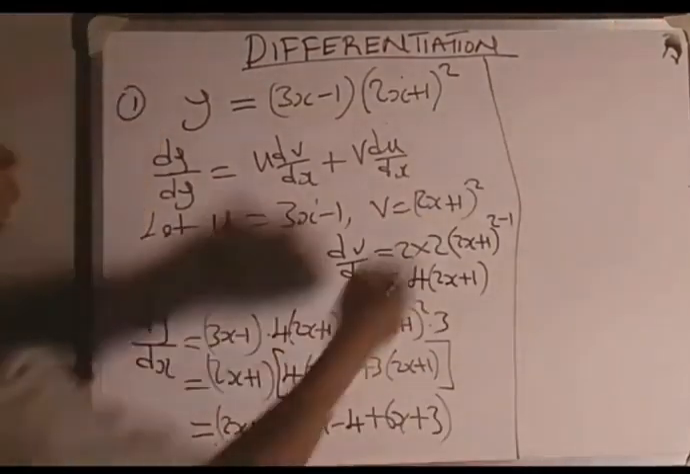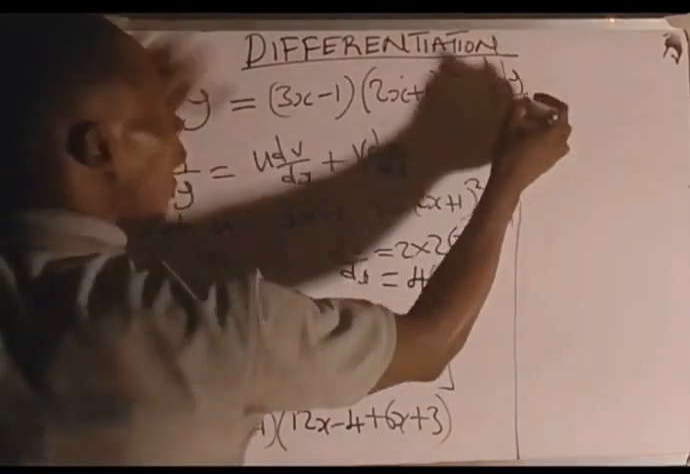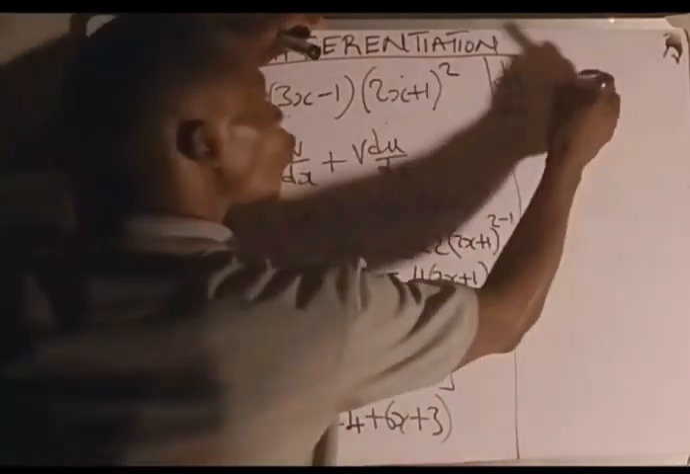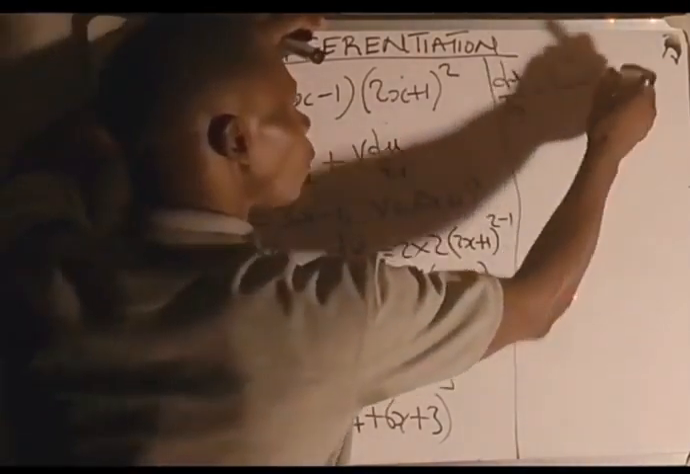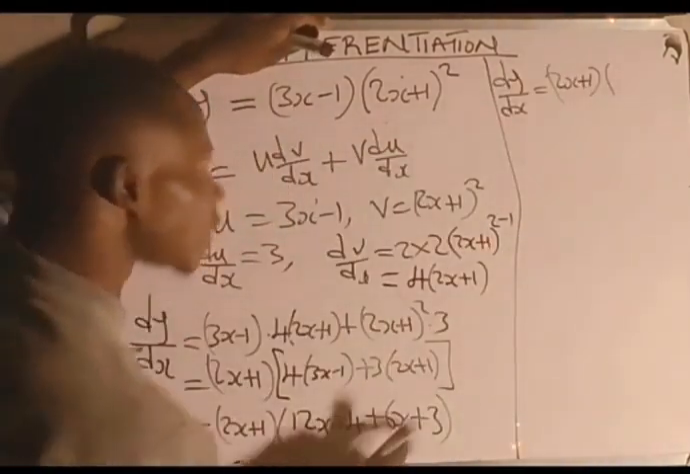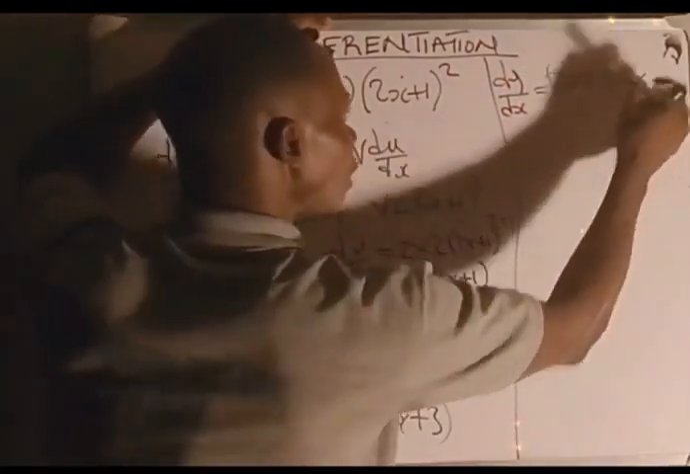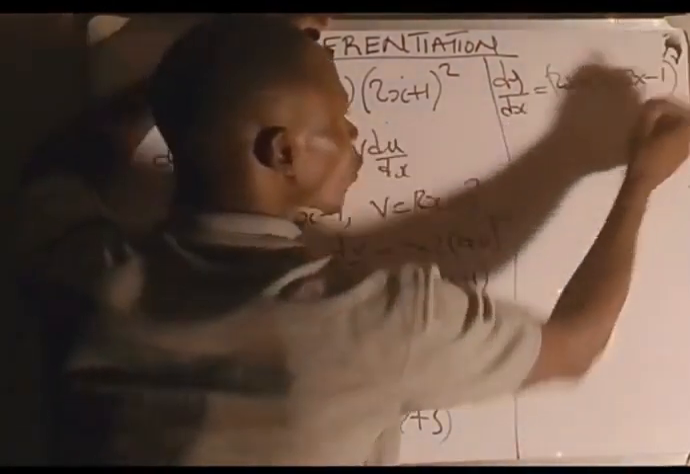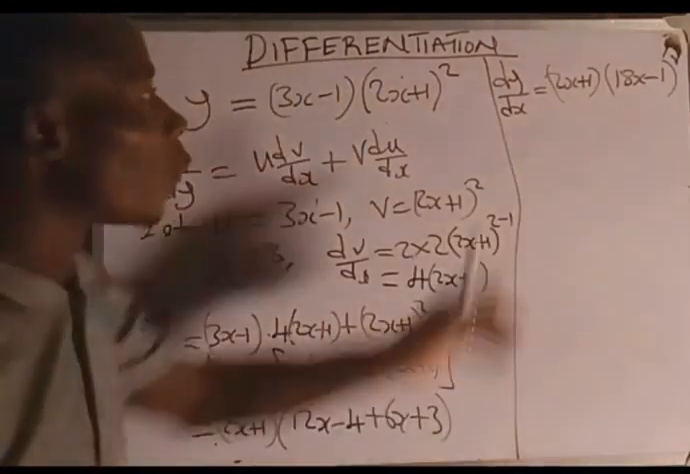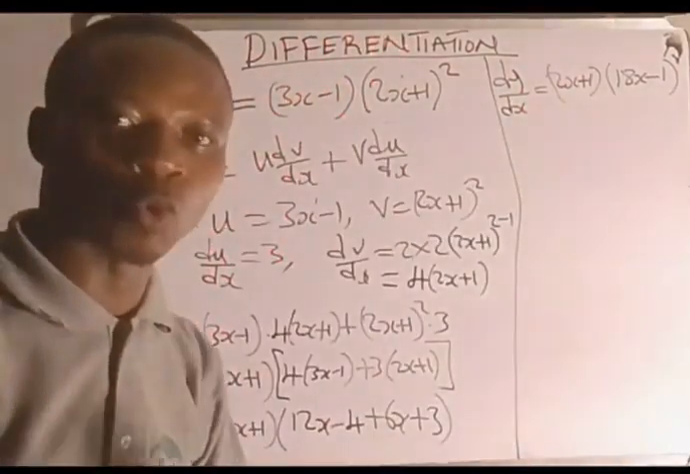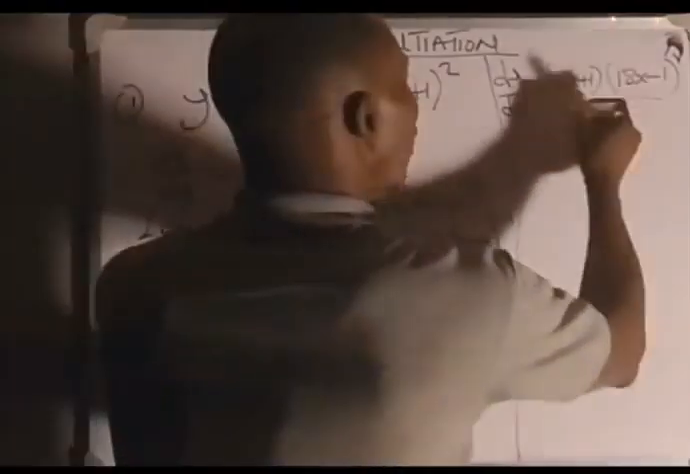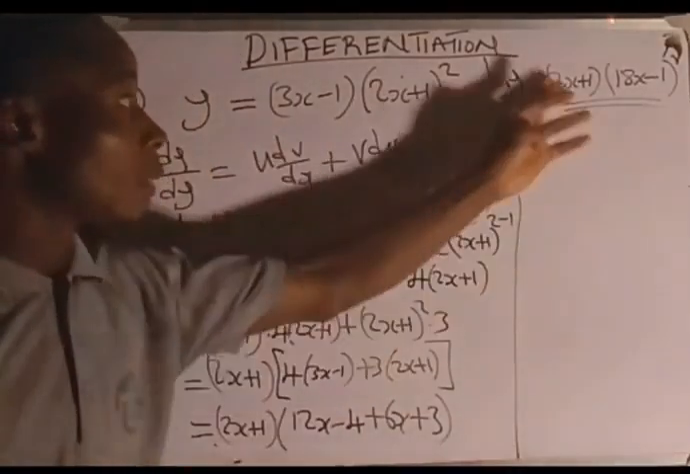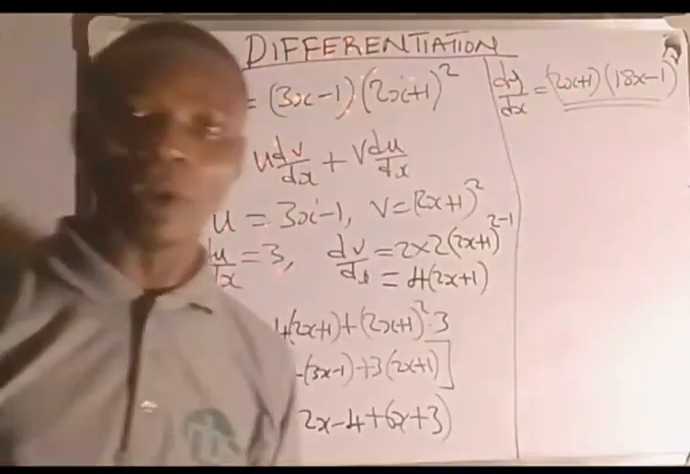We'll have dy over dx is equal to, bring this one first, (2x plus 1) in bracket, another bracket, this plus this is 18, so this will be 18x, then minus 4 plus 3 is minus 1, close the bracket. So there's no need of wasting your time to expand this bracket. You can leave it that way. So our final answer will be this one. You can decide to expand it, it's fine. You can expand 3x times this one, then leave it in quadratic form, it's fine.